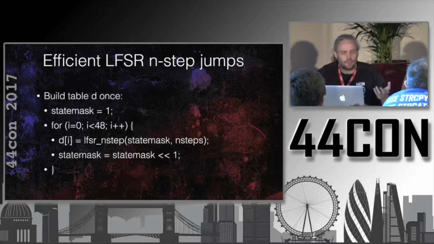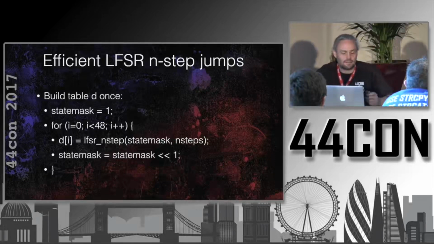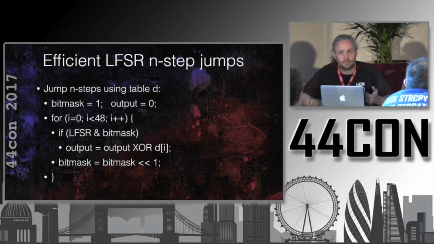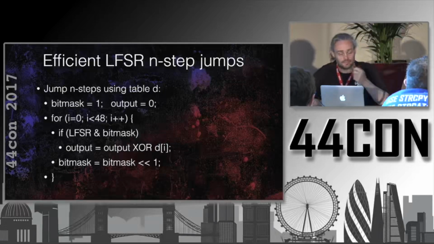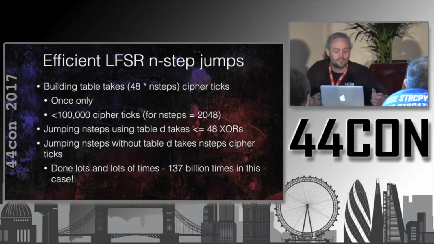So pseudocode for building the table, it's really straightforward. You just keep on moving the bit through the state mask. The LFSRN step is just a function to step it as many steps as you want it to step. And then to actually do the jumping, again, really straightforward. You're just checking which bits are on in the state and then XORing in the D states, and that will do the jumping.